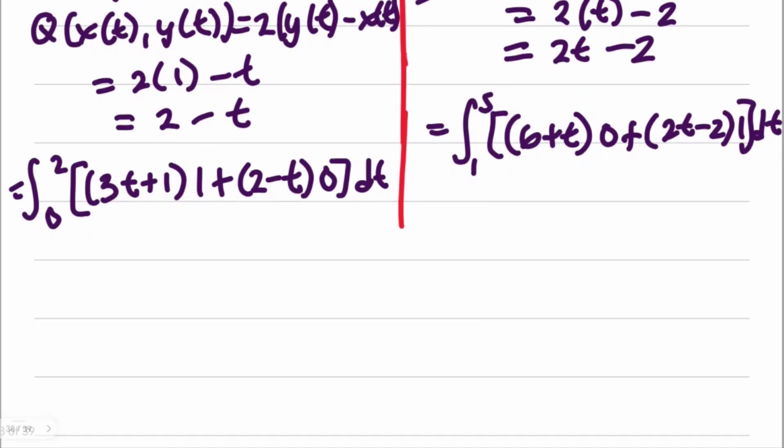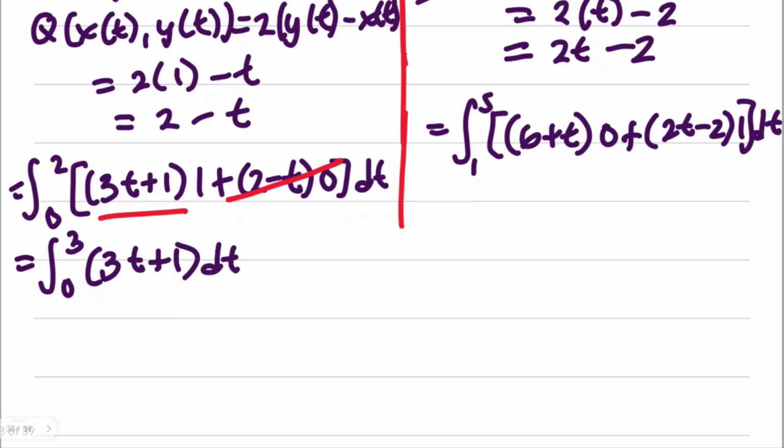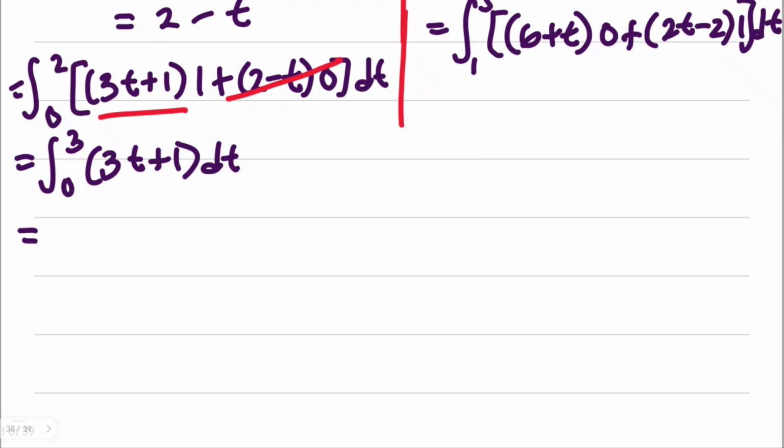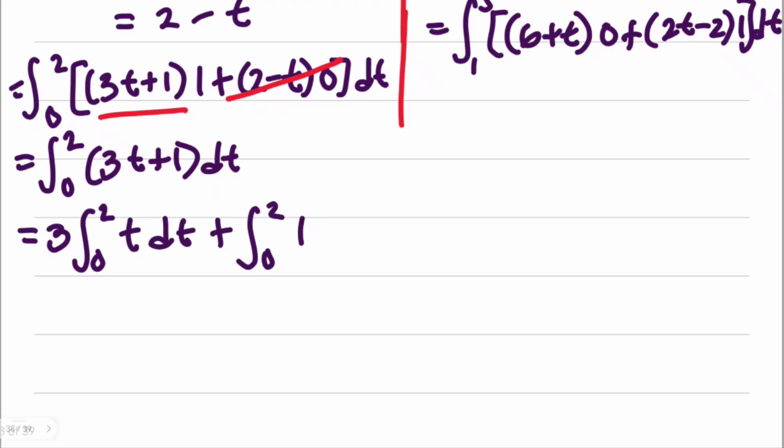Okay, so let's attack them separately. Let's have the horizontal first. So you're going to simplify the content in here. This is 0, so of course that's times 1. It would still be 3t plus 1 with respect to t. So applying the linearity property, you will have 3 times the integral from 0 to 3. Sorry, it's not 3, my bad, my answer would be different later on. So 0 to 2 of your t dt plus the integral from 0 to 2 of dt.